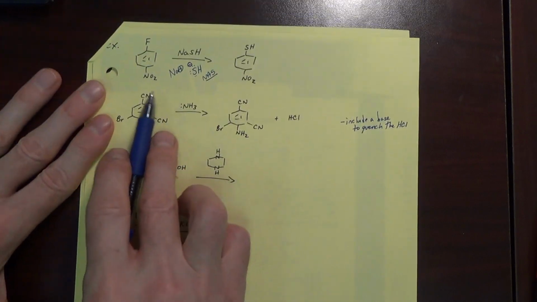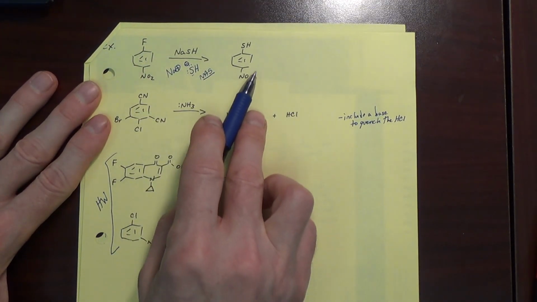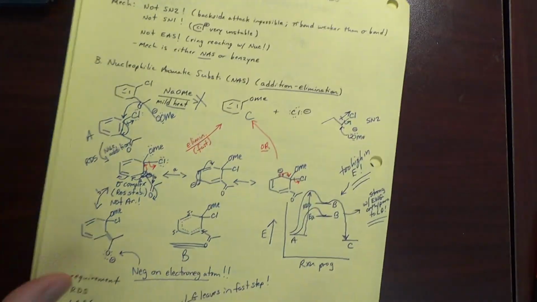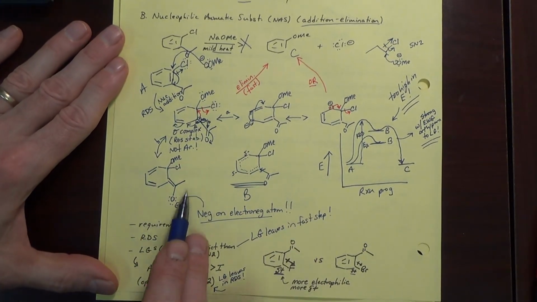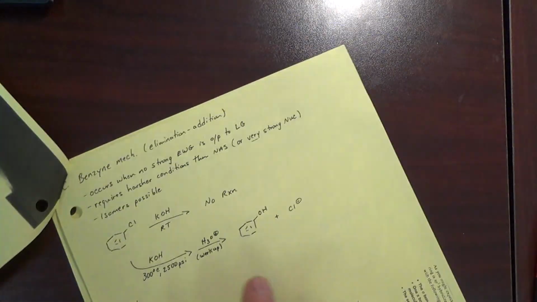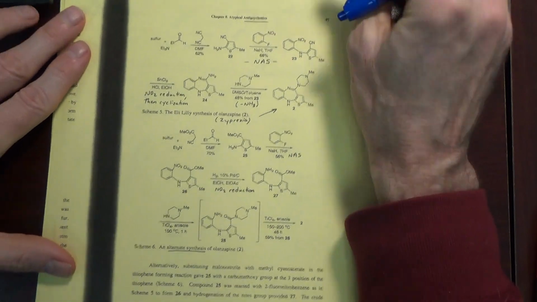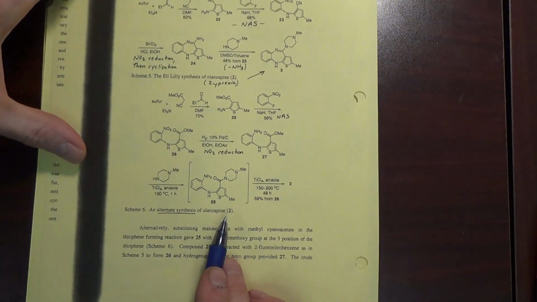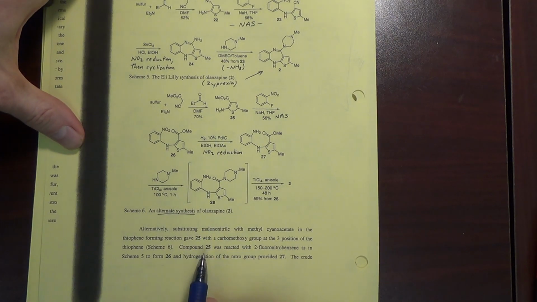Please show mechanism for the top. Practice your mechanism, drawing resonance structures into the nitro group. Just like we did here, except here I had a ketone group. Okay, that is your NAS mechanism. I think there's an application here, the synthesis of olanzapine, an antipsychotic type drug.